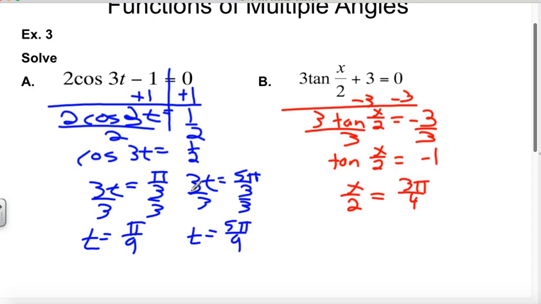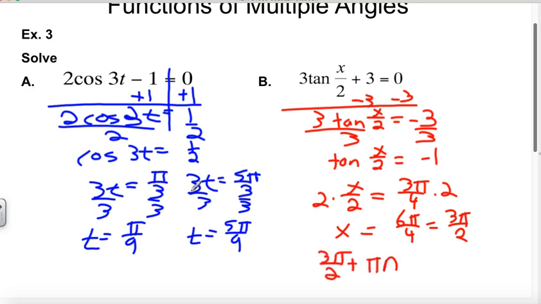And then to get rid of the divide by 2, we're going to multiply by 2. So here we times 2. So x is going to equal 6 pi over 4, which is, of course, 3 pi over 2. So our only answer is 3 pi over 2 within one period. But if we keep going, of course, the answers are going to be 3 pi over 2 plus pi n. And you're like, well, how do you know when to put the pi n in or when to just leave it? Well, it depends on what they're asking. If they're just asking for the solutions between 0 and 2 pi, you don't need the pi n or the 2 pi n.